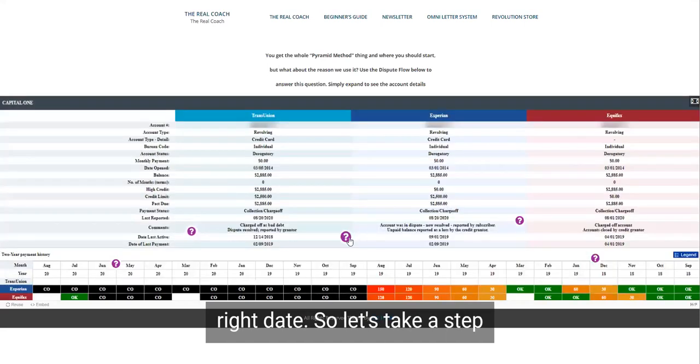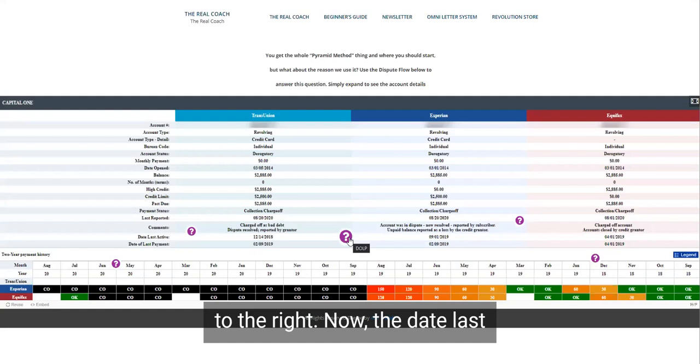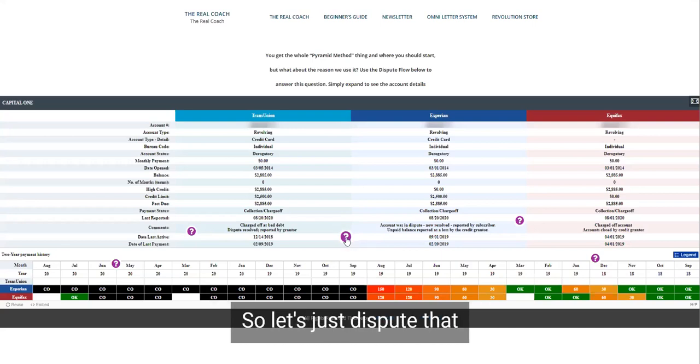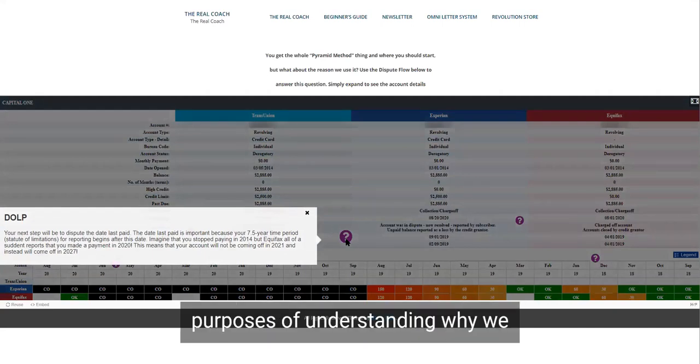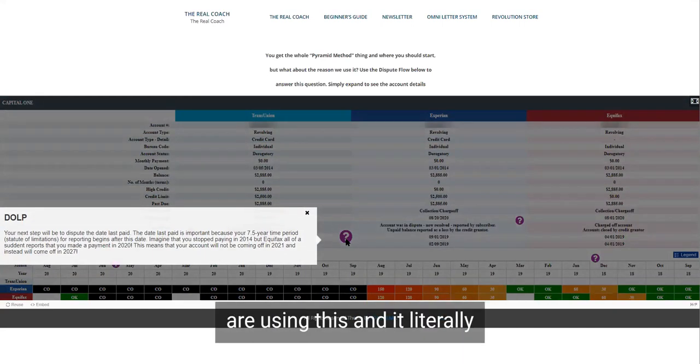So let's take a step to the right. Now, the date last paid, two of the same dates technically, but I mean, then we also have April. So let's dispute that anyways. So here's the deal. And this is just for the purposes of understanding why we are using this. And it literally flows from one step to another.